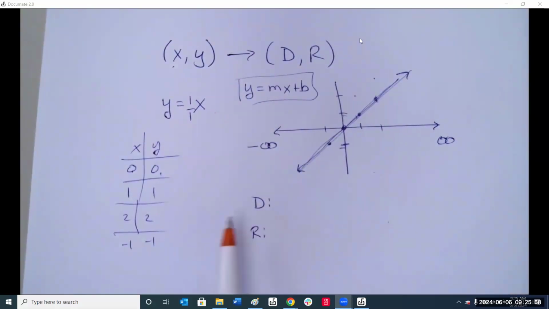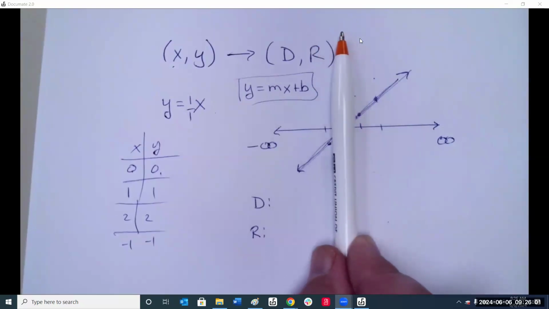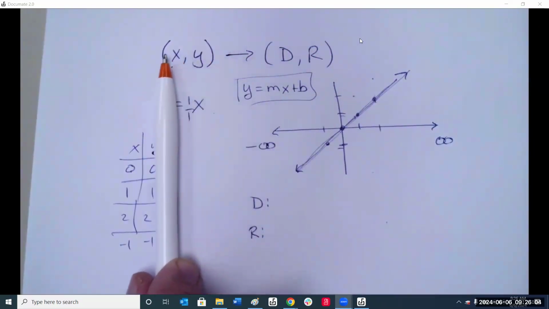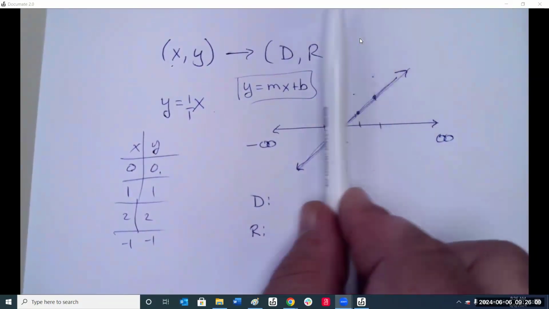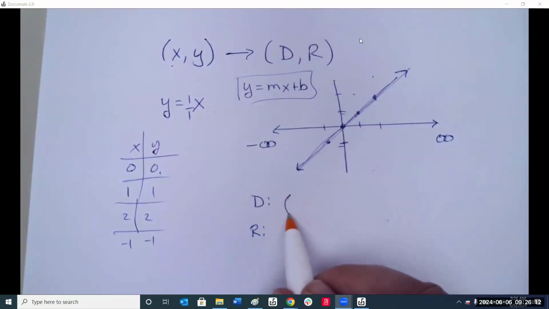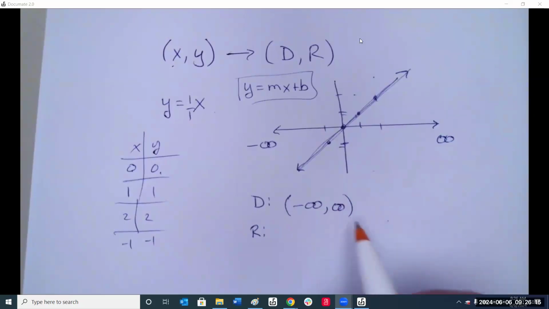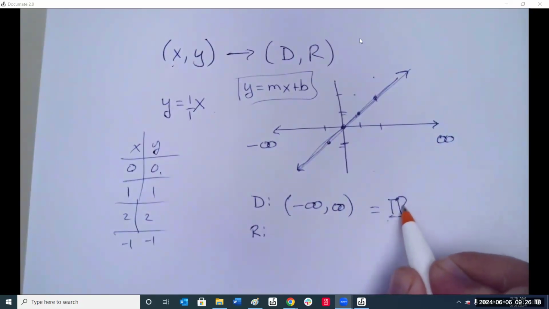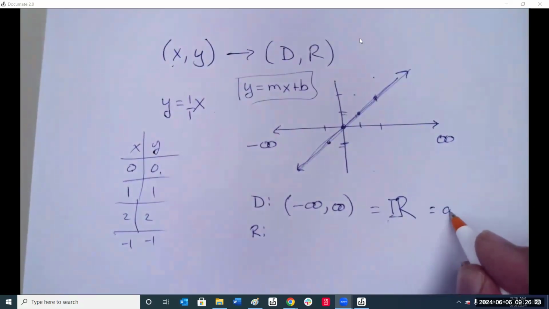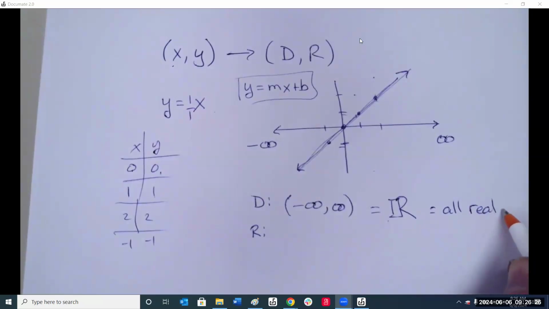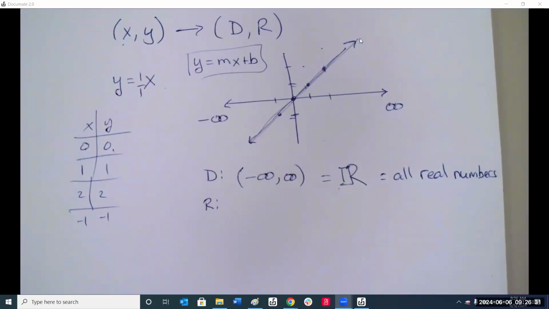Now, for the domain, we put your pencil on there and just cover the graph and see where it goes. It keeps on going both ways. And that's what the domain does. It goes up and down to the x values. So it goes from negative infinity to positive infinity, which we say are all real numbers. Remember, the domain is the x.